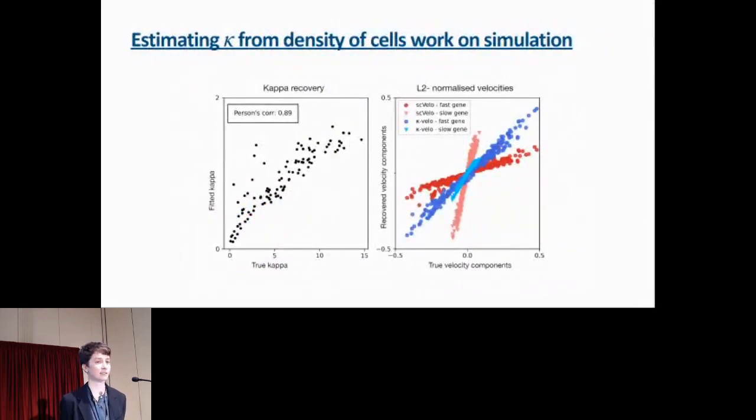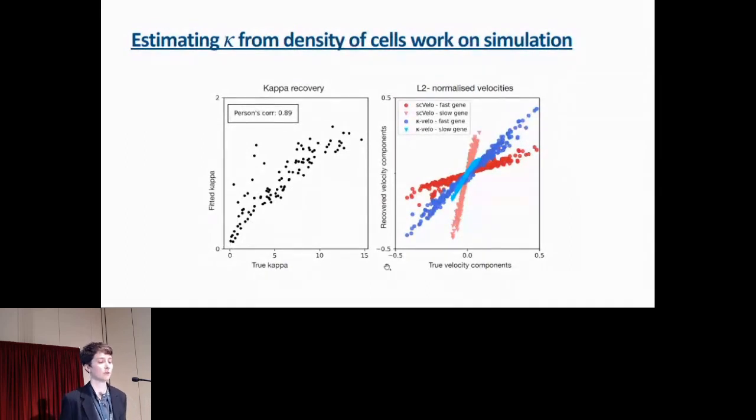So we validated this on simulation. We simulated a set of genes with varying parameters of reaction rate, and also these genes are then scaled by a true kappa between 1 and 15. And we can see that we do a reasonably good job at recovering this kappa.